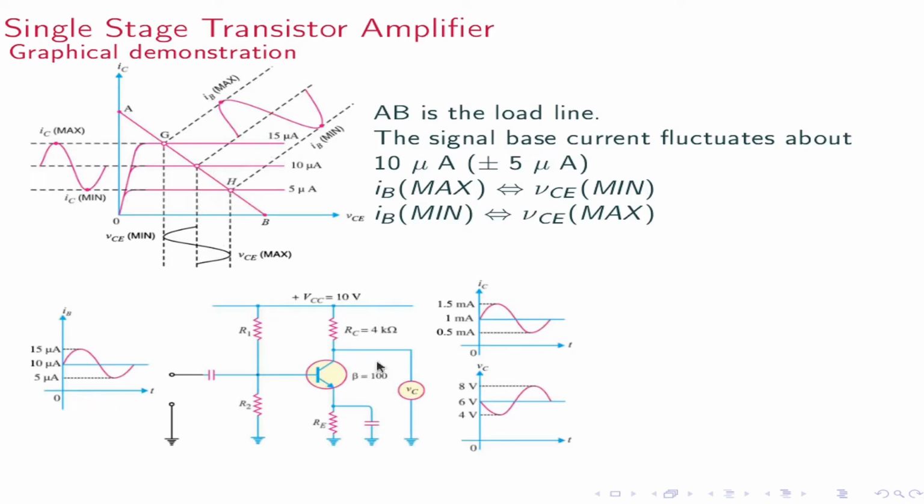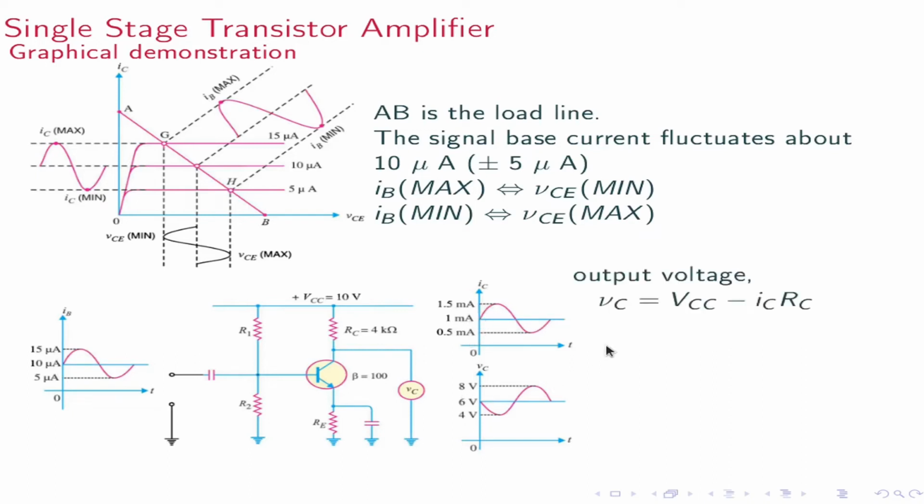This is a circuit, and all values are given here. The Q value is 10 microampere. It changes to 15 microampere and 5 microampere. The beta value is 100. 10 into 100 microampere is equal to 1 milliampere, that is the IC. 15 into 100 microampere is 1.5 milliampere, and similarly 0.5 milliampere. This is the output current.